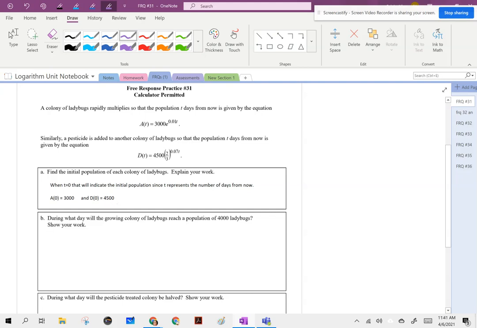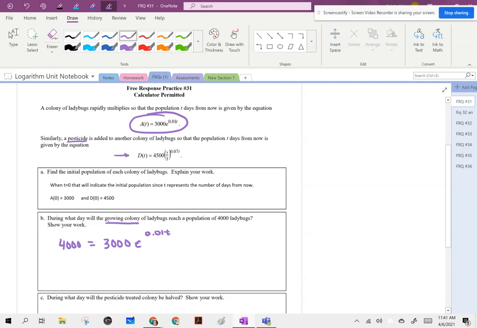Then it says on B, during what day will the growing colony reach a population of 4,000? It's important to recognize that the growing colony is this one, because if you're given a pesticide, then that is the one that is going to be decreasing. So during what day will the growing colony of ladybugs reach a population of 4,000? Show your work. So of course, we are going to go 4,000 is equal to 3,000. We're just writing down the equation.